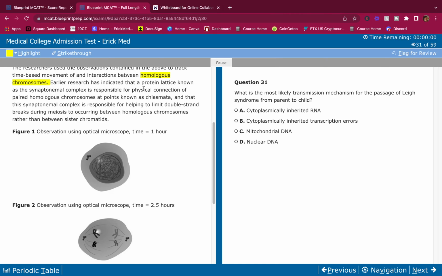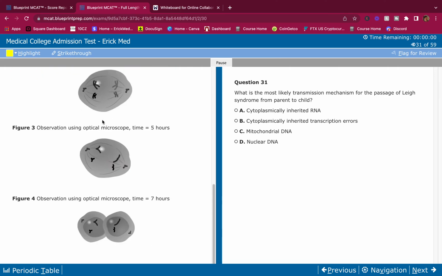Earlier research has indicated that a protein lattice known as the synaptonemal complex, okay, what is this complex, is responsible for physical connection of paired homologous chromosomes at points known as chiasmata. Okay. And that this synaptonemal complex is responsible for helping to limit double strand breaks during meiosis. Okay, what does this synaptonemal complex do? Limits double strand breaks of meiosis to occurring between homologous chromosomes rather than sister chromatids. Okay, cool. That's pretty useful. That's synaptonemal complex. And then here are some figures.